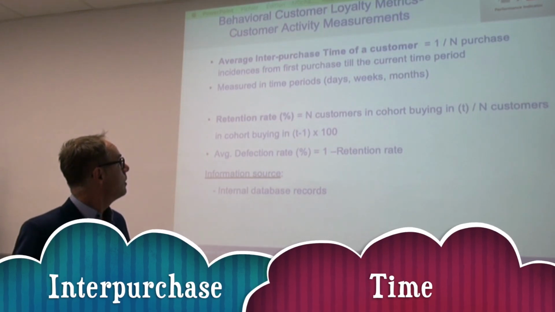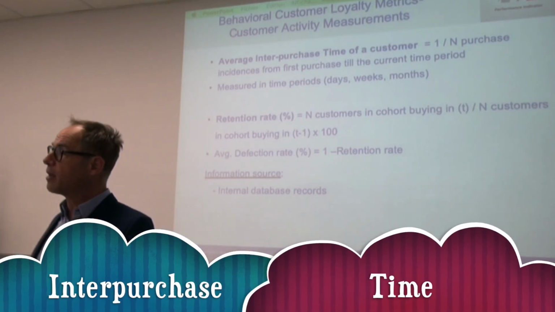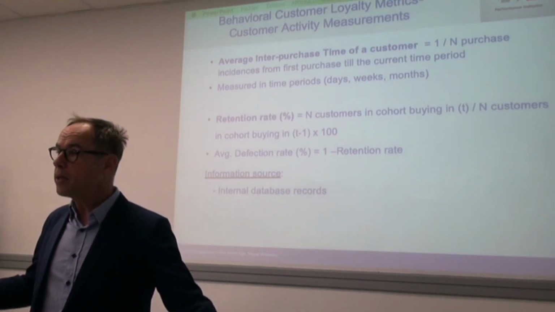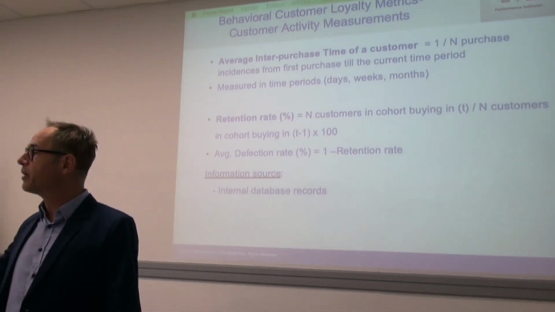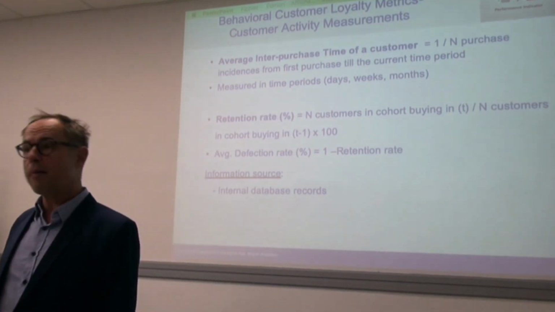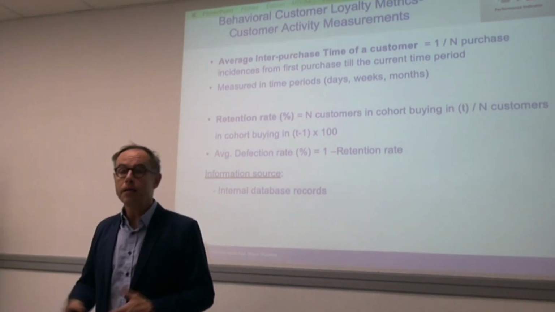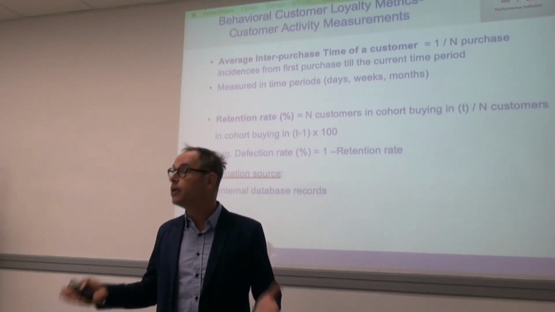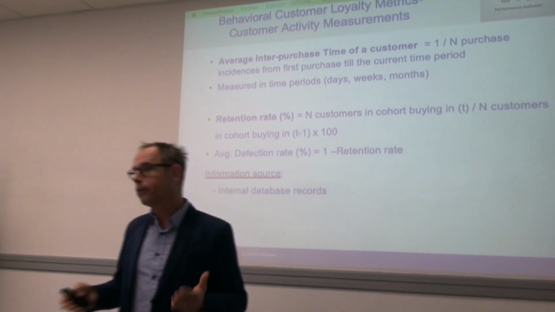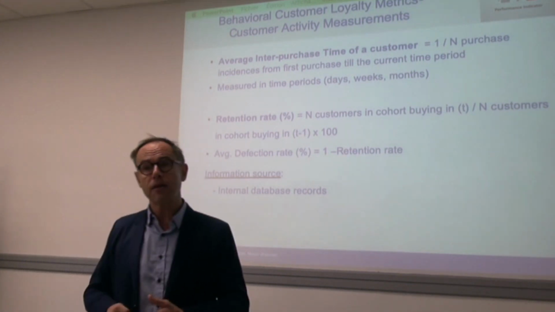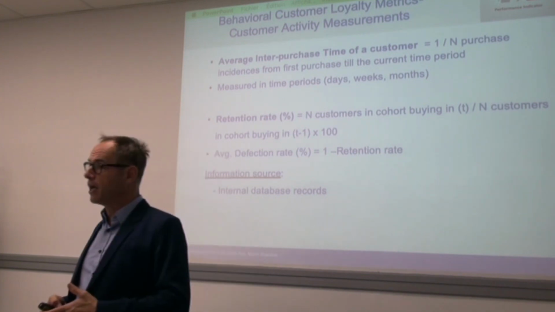Interpurchase time is the time between two successive purchases, between the time of the last purchase and the time of the recent purchase. For example, if a customer bought on the 1st of December and again on the 3rd of December, the interpurchase time would be 2 days. Clearly, the shorter the interpurchase time, everything else being equal, the more loyal or active a customer will be. Short interpurchase times are a sign of high activity.